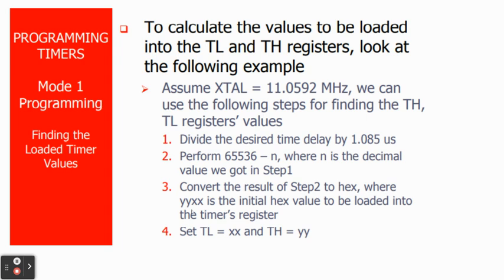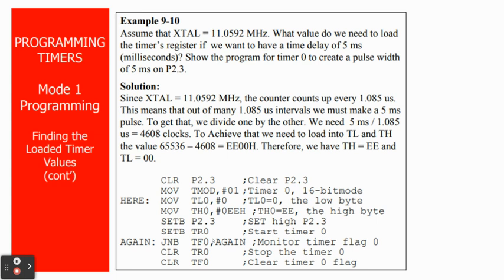And this hexadecimal number will be four digits, represented by YYXX. So the YY will be the TH and the XX will be the TL. So if we have, for example, 4BFD, 4B hexa will be for the TH, and the FD will be for the TL. So 4B is for the high byte and FD is for the low byte. You will see that more in our program.